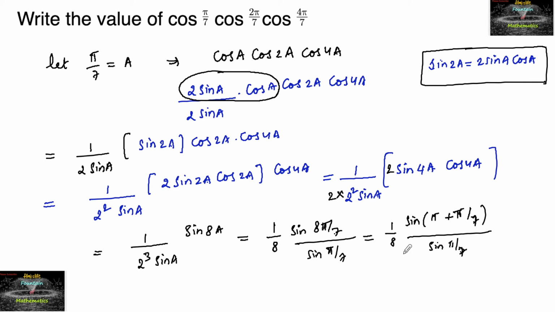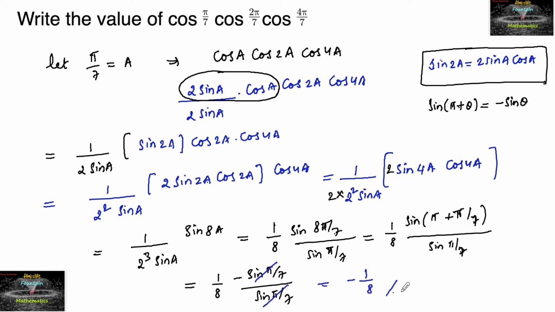And pi plus pi by 7, so this is 1 upon 8 into sin of pi plus theta. We know sin of pi plus theta, in the third quadrant it is negative, so minus sin theta. So we can write minus sin pi by 7 upon sin pi by 7. We can cancel sin pi by 7, so the answer is minus 1 upon 8. So we conclude that cos pi by 7 into cos 2 pi by 7 into cos 4 pi by 7 has the value minus 1 by 8.